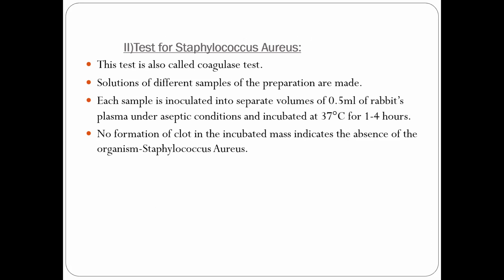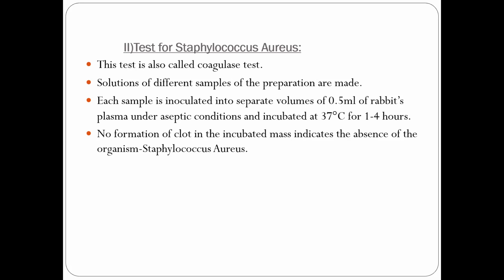Then the test for Staphylococcus aureus. This test is also called Vogel's test. The solutions of different samples of the preparation are made. Each sample is inoculated into separate volumes of 0.5 ml of rabbit plasma under aseptic conditions and incubated at 37 degrees centigrade for 1 to 4 hours. There should not be any formation of clot in the incubated mass, which indicates the absence of the organism Staphylococcus aureus.